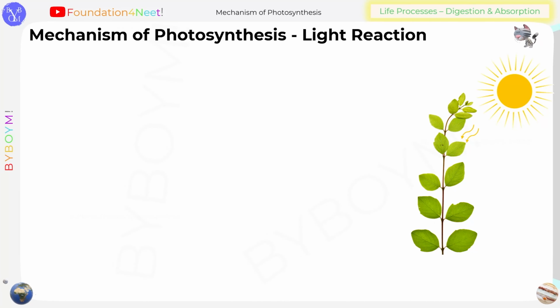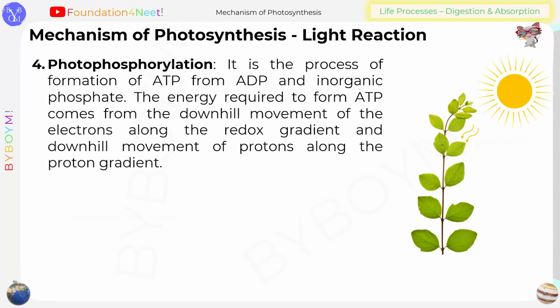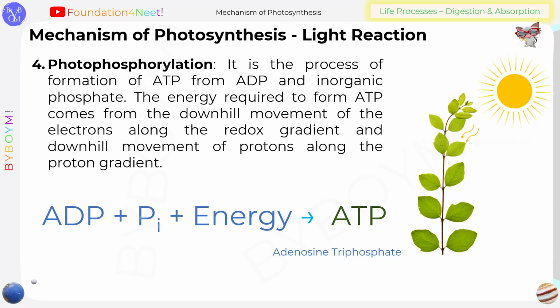Our fourth phase of light reaction is photophosphorylation, which means phosphorylating upon utilizing the energy of a photon, that is light energy. It is the process of formation of ATP from ADP. You already know that mitochondria have F0, F1 particles, also known as ATP synthase. These molecules produce what? Adenosine triphosphate, utilizing ADP, adenosine diphosphate, and inorganic phosphate, and they also need energy. And the result is the energy currency of the cell, also known as ATP.